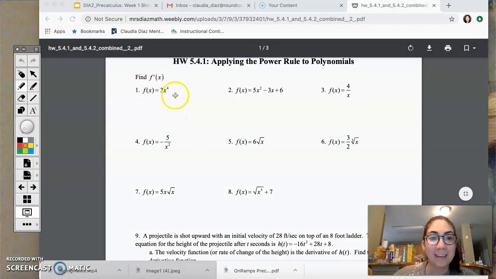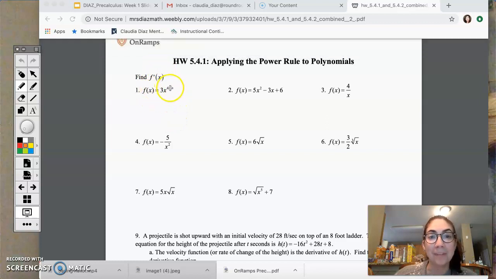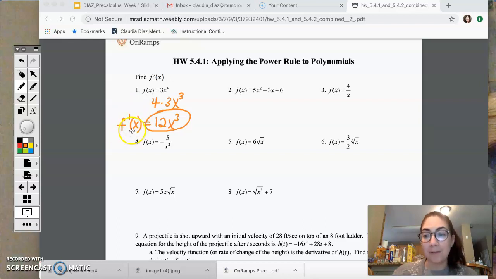Okay, if you recall, the power rule for the derivative means you take that exponent and bring it to the front, so it'd be like 4 times 3, and then x, and then you're going to subtract 1 from the exponent. So 4 minus 1 is going to be 3. So 4 times 3, because we brought the 4 to the front, that's going to be 12x cubed. And that's the derivative. Don't forget that the derivative notation is almost like an apostrophe. So f prime of x is equal to 12x cubed.